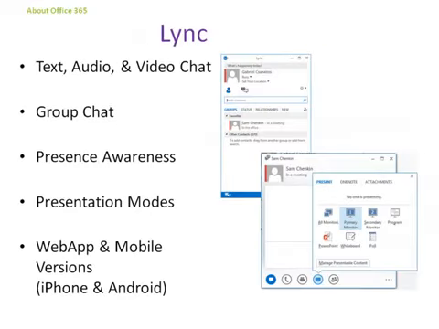The next feature in Office 365 is Microsoft Lync. And Microsoft spelled this L-Y-N-C. So Microsoft Lync does presence management. It does group chat. It does presentation mode and web app. So this is the application that kind of pulls information from your Outlook calendar to tell your coworkers whether you're available to meet with them or not, or chat or whatever.